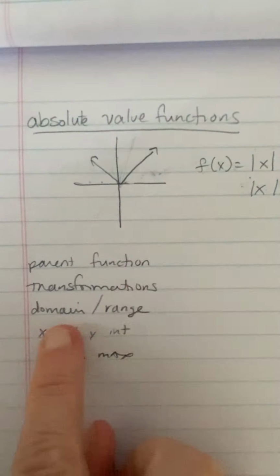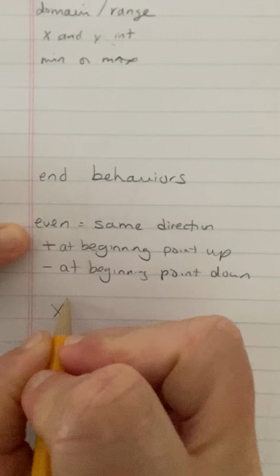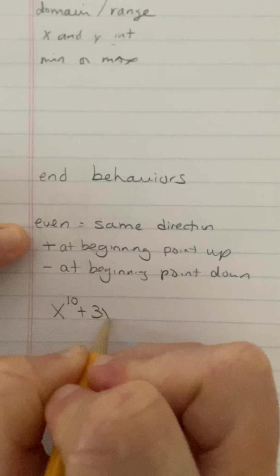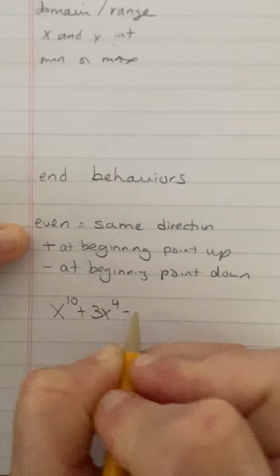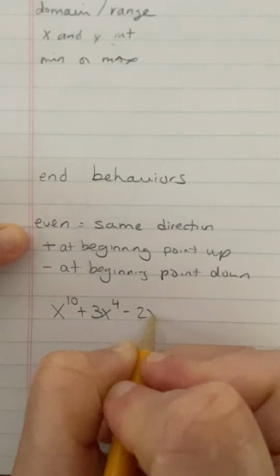Okay, and end behaviors. So remember, if the largest degree of the polynomial is even, so if you had something like x to the 10th plus 3x to the 4th minus 2x cubed plus 1, you would say the degree is 10.